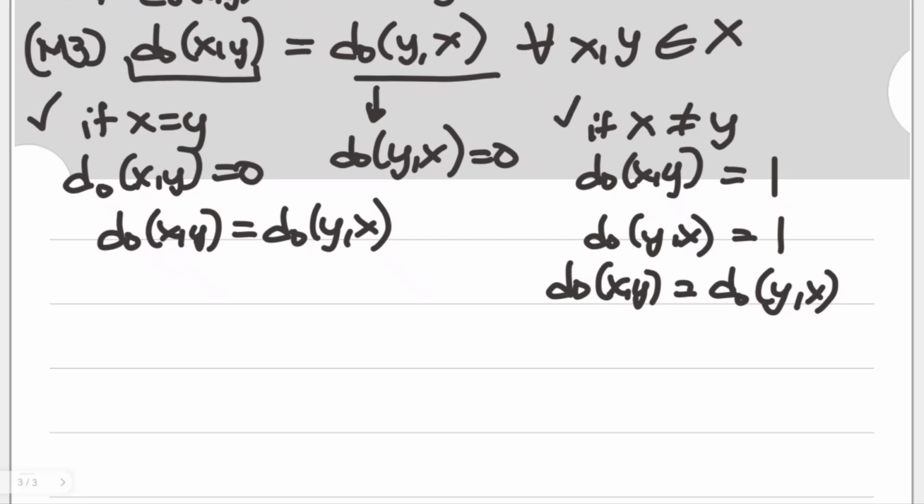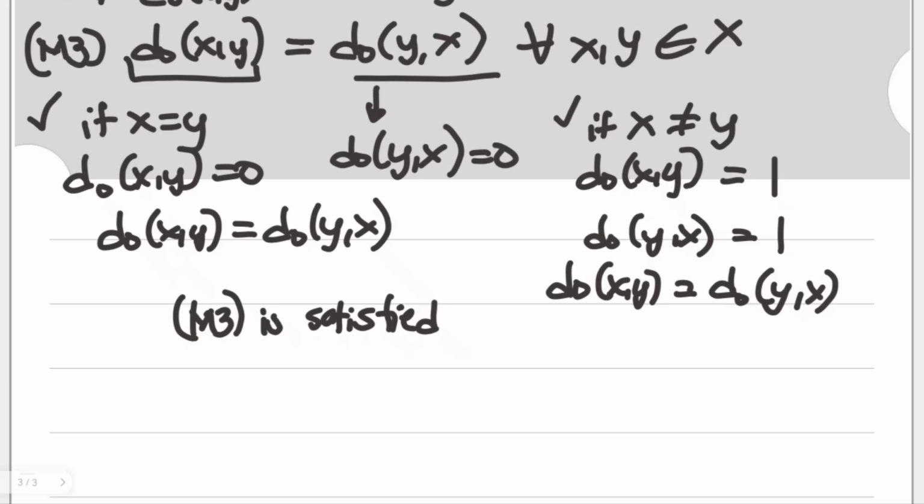With the two of these in mind, we can now say that M3 is satisfied for all definitions in our piecewise function, because if we have a piecewise function, it should satisfy all of them for a certain function d to be a metric.